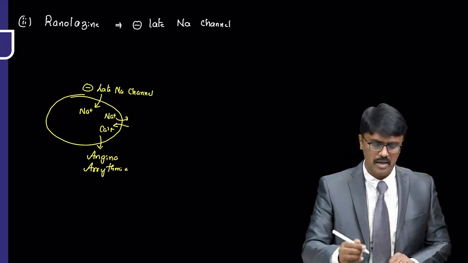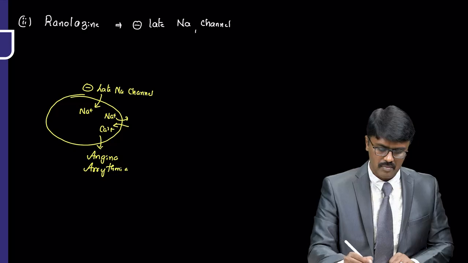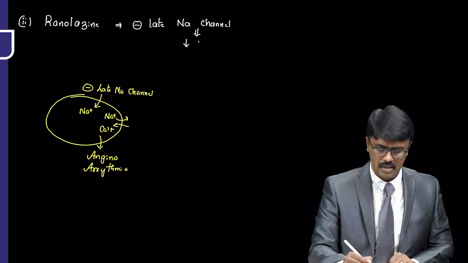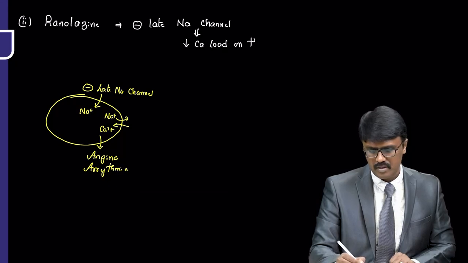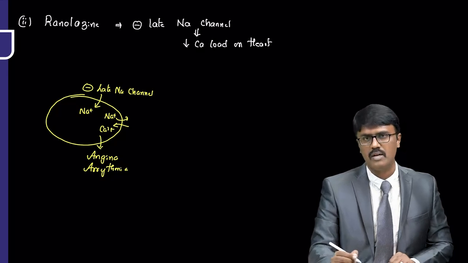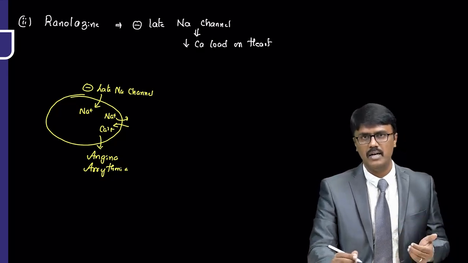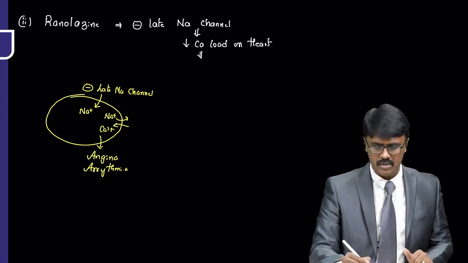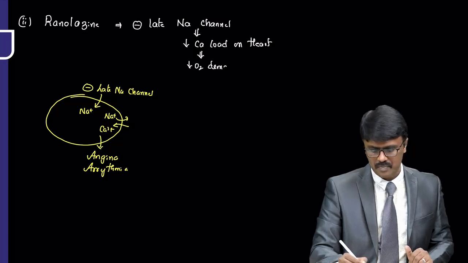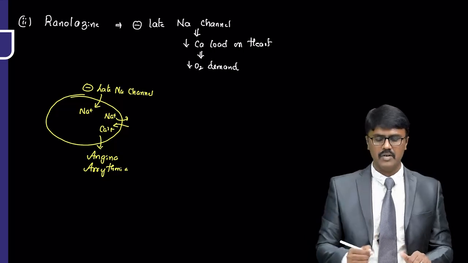So it inhibits late sodium channel. By inhibiting that, it decreases calcium load on the heart. So you know that if calcium is more, it requires more binding, and more force of contraction means more oxygen. So by decreasing the calcium load, it decreases the oxygen demand. So that is the mechanism of action of ranolazine.